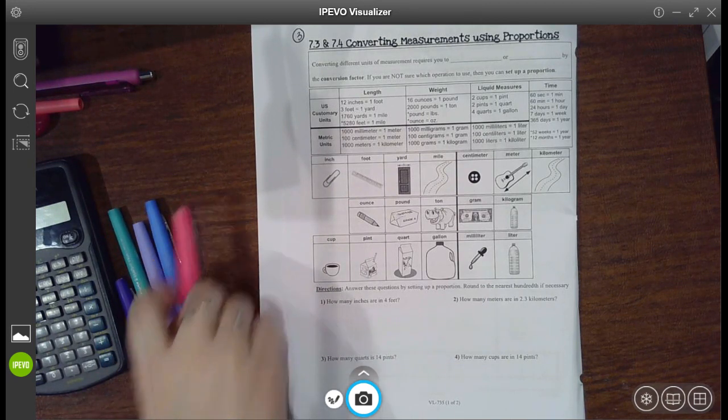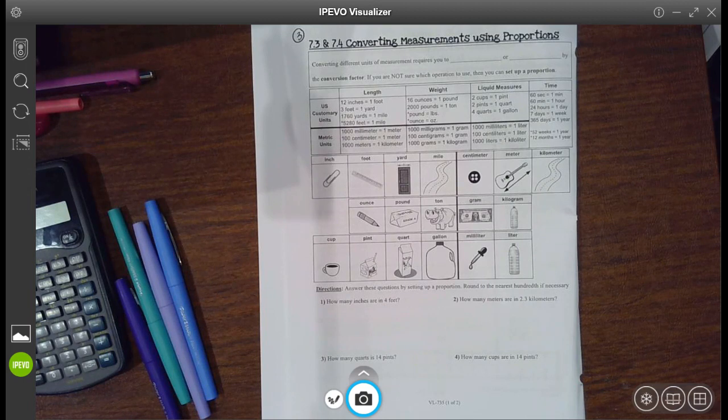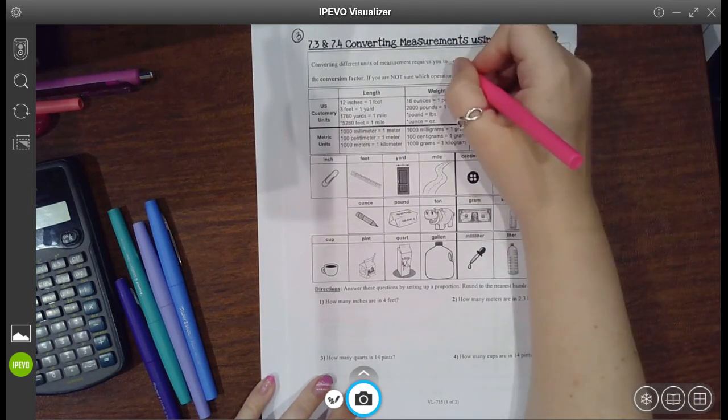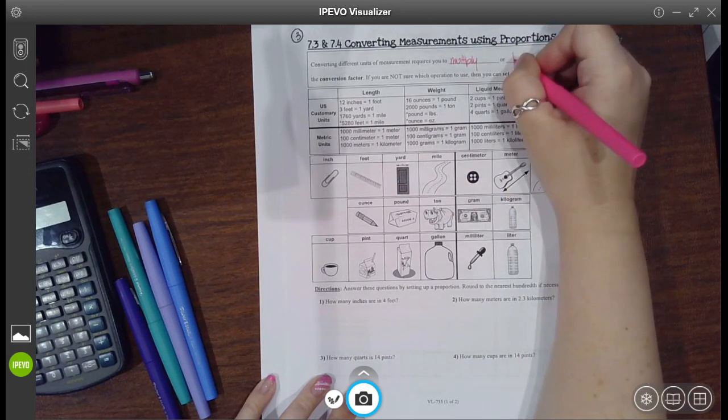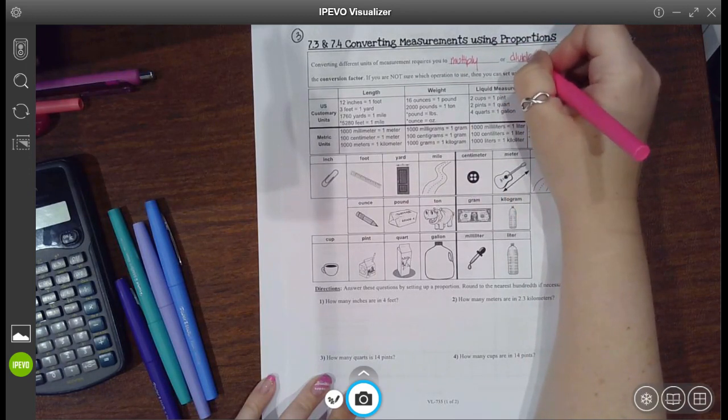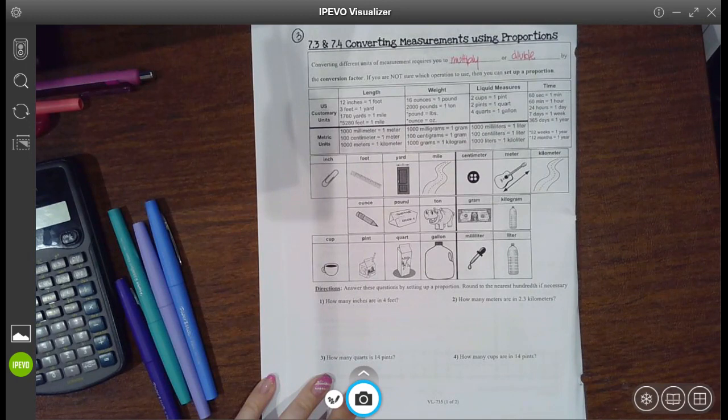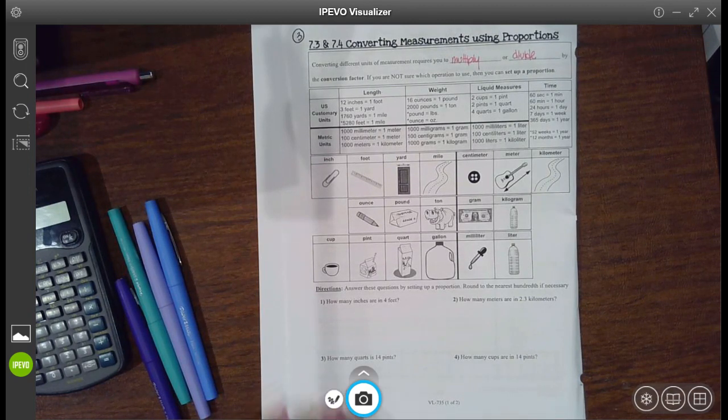So first of all, when you're converting between different units of measurements, sometimes you need to multiply and other times you need to divide, depending upon if you're going to something that's smaller or bigger. If you're unsure of which operation you should do, then it's easiest if you just set up a proportion. Okay, and that's what I'm going to show you how to do.